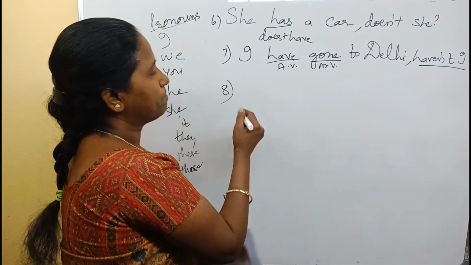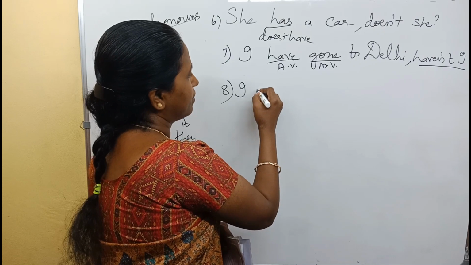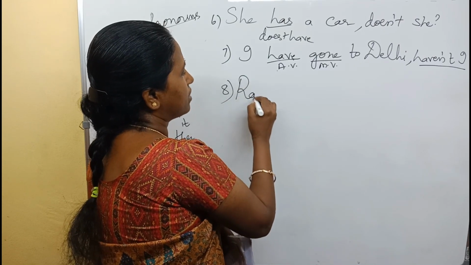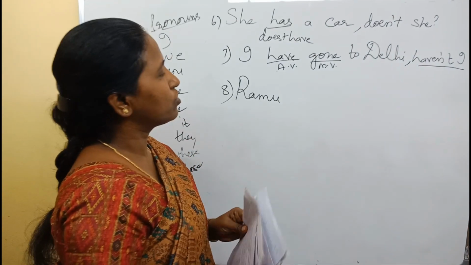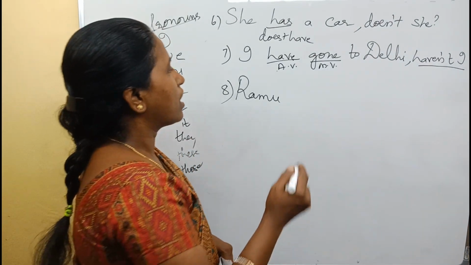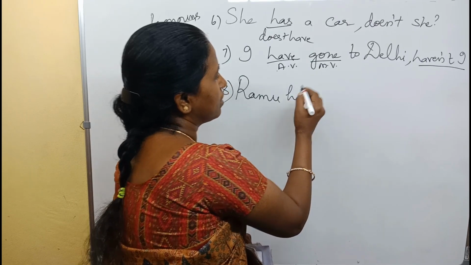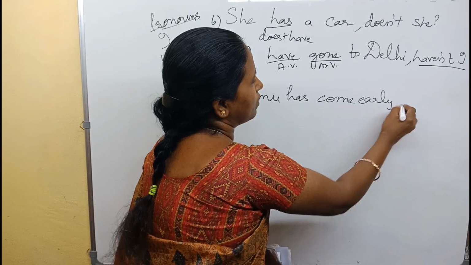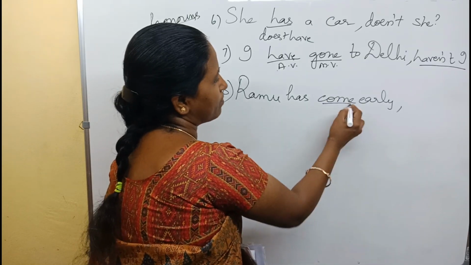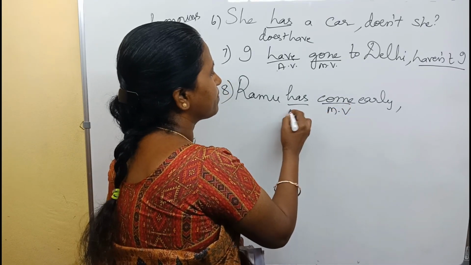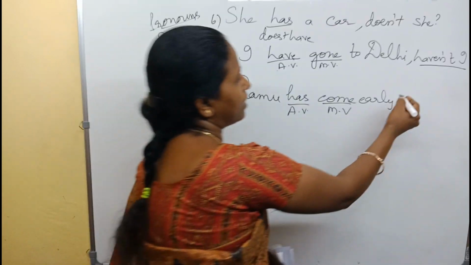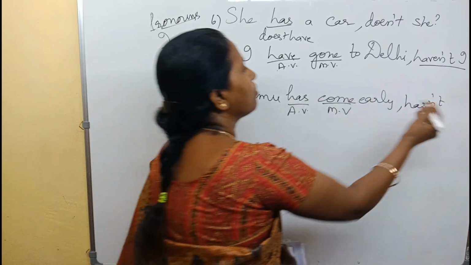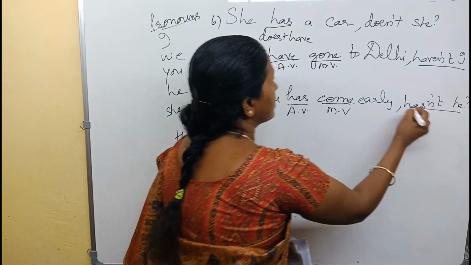Clear? So when there is a V3 form, that is the main verb and this is the auxiliary verb. If we say, we will use some names so that you will understand how to substitute with a pronoun. Okay, Ramu has come early. Okay, so here you have the V3 form. This becomes the main verb, this becomes the auxiliary verb. Then that time your question tag will be hasn't, and for Ramu you will write the pronoun, hasn't he.